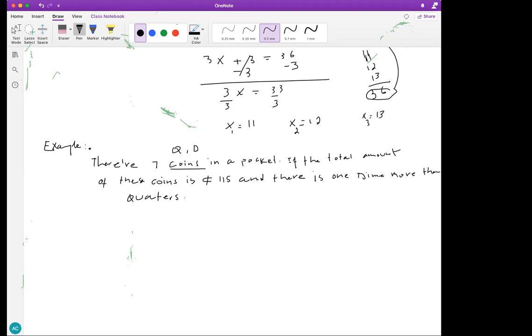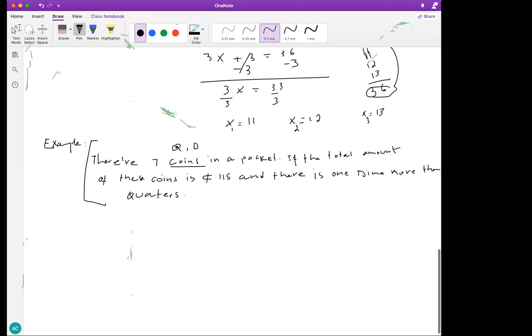Okay, so let's understand the problem again. There are 7 coins. We have 7 coins in a pocket made up of quarters and dimes. How many cents are in a quarter again? A quarter has 25 cents, and a dime, how many cents are in a dime?